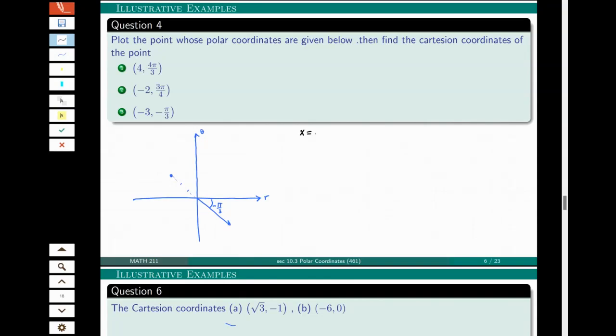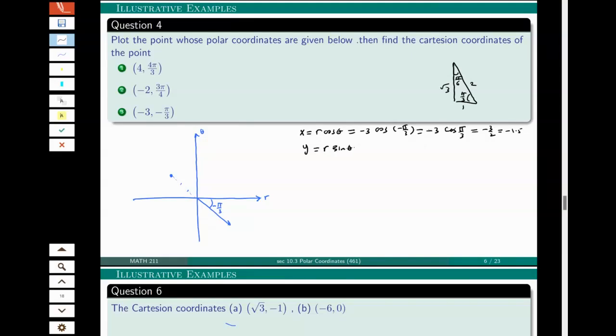Now, for the Cartesian system, x will be r cosine theta. r is minus 3, theta is minus pi over 3. And we said cosine is even, so that will be minus 3 cosine pi over 3. And cosine pi over 3, if this is pi over 6, that will be pi over 3, that's 2, 1, square root of 3. Cosine pi over 3 is 1/2, so that will be minus 3 over 2, which is minus 1.5.